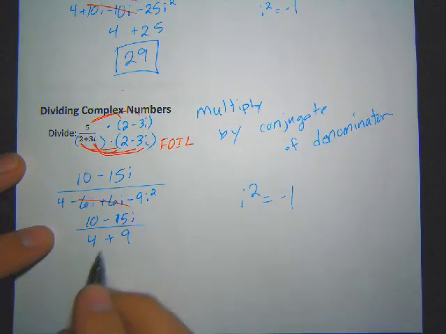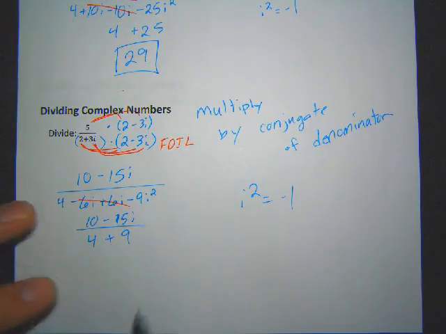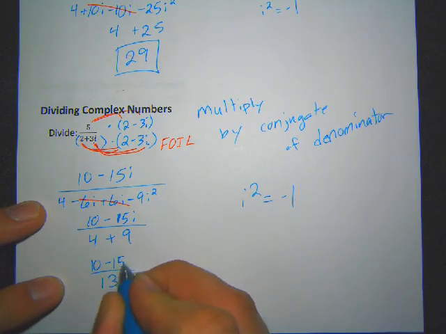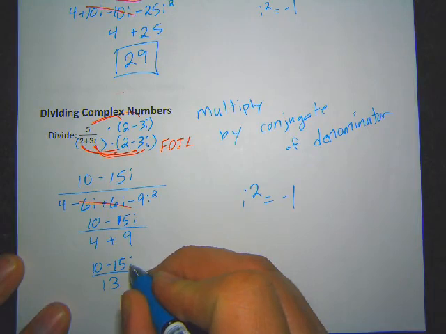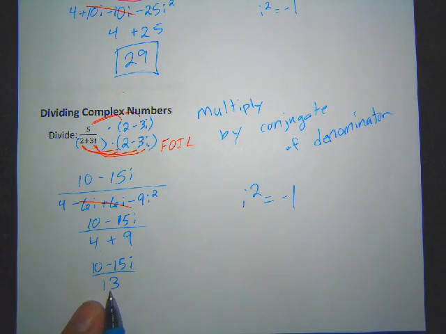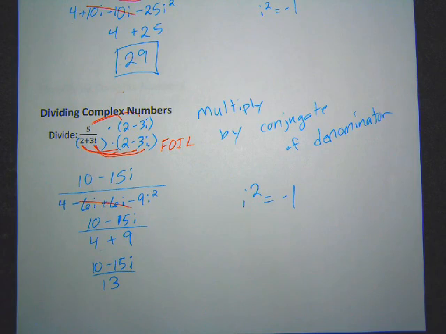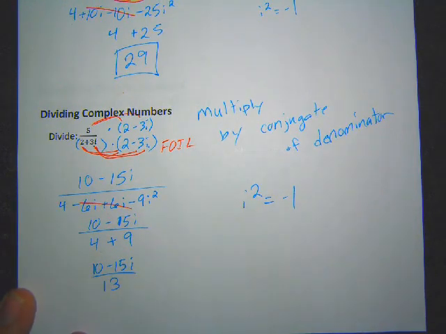Now, first off, the bottom, you can go ahead and add those, right? 4 plus 9, so you get 13. So you have 13 on the bottom. Top is still 10 minus 15i. And again, like I said, it's much better now because there's no i on the bottom. It doesn't look that much better right now. You're thinking, oh, it's still a big fraction, it's still division. Well, the trick here is now since we're dividing by a real number, now we can actually do it. We can actually take all these parts up here, we can divide by 13.